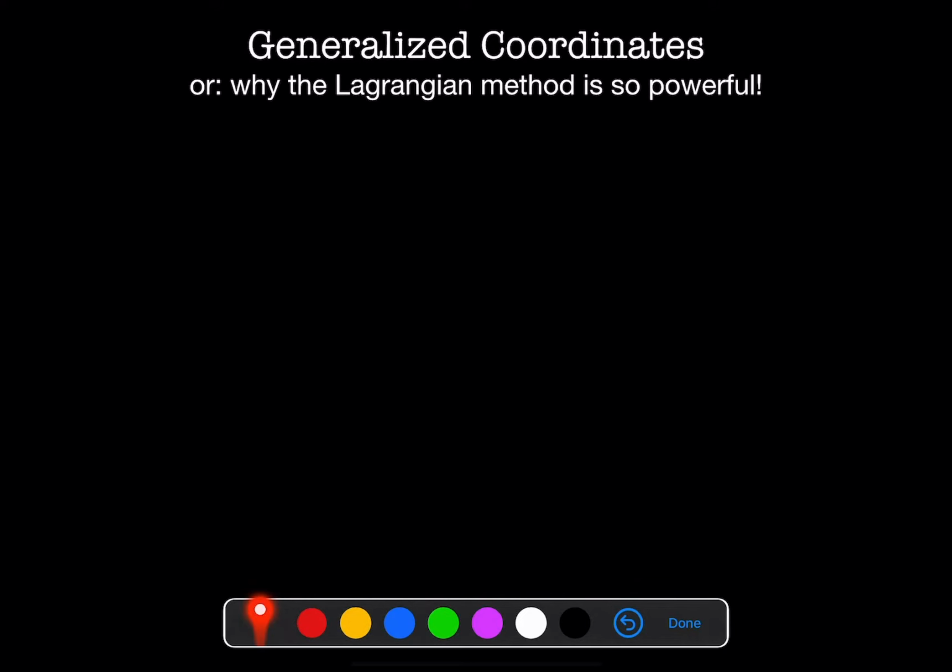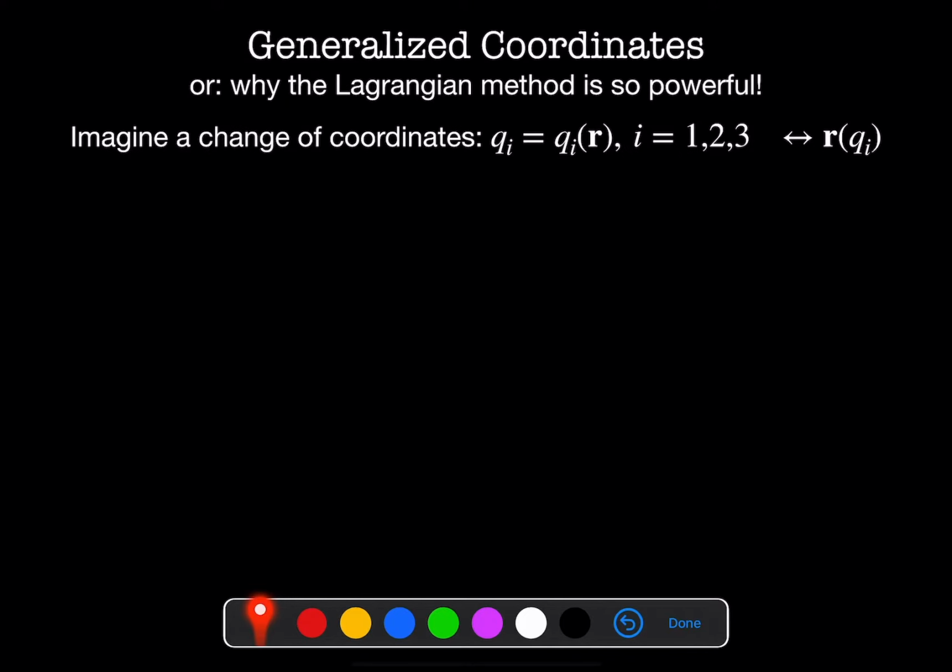Generalized coordinates are something that make the Lagrangian method so much more powerful than just solving force is equal to dp by dt. Imagine that we have some change in coordinates. So my original coordinates are the Cartesian coordinates, r_i, x, y, and z, and I've got some new set of coordinates, q_i, here, which are functions of x, y, and z. And I'm going to have 3 of them. This could be like changing to spherical coordinates. But the point here is that these can be any type of coordinates you'd like.